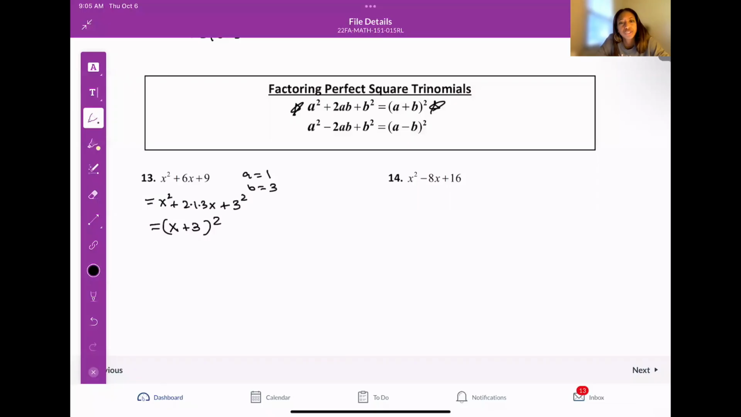If it's hard for you to visualize that pattern, remember you can always use our other factoring techniques to factor this trinomial too. We want factors of 9 that add to 6. That would be 3 plus 3. So x plus 3 times x plus 3, which gives us x plus 3 squared.